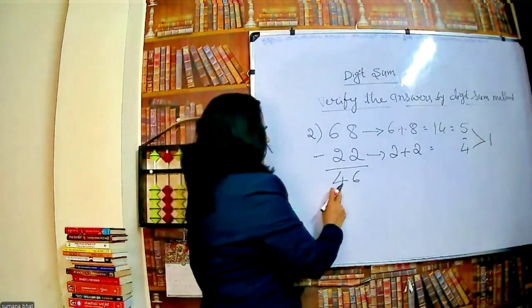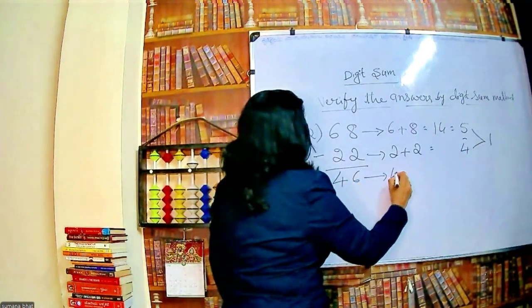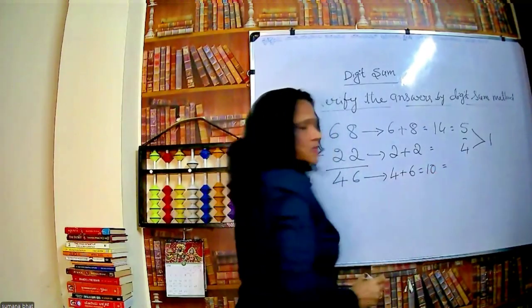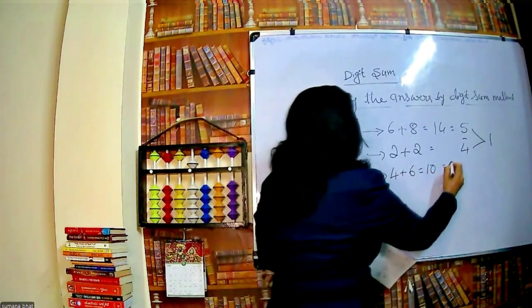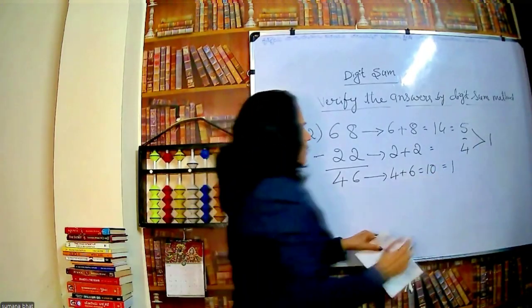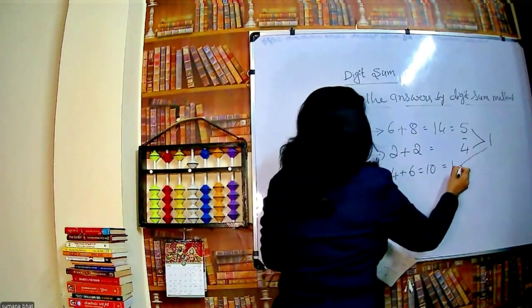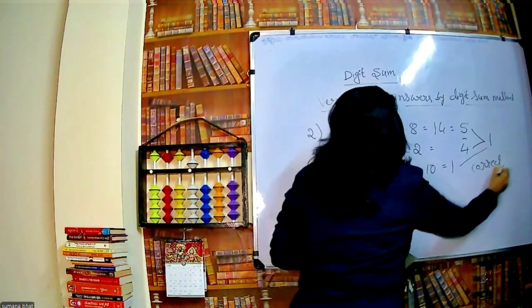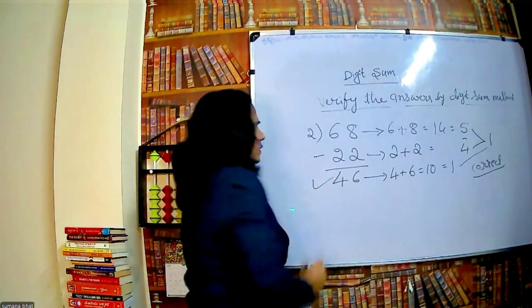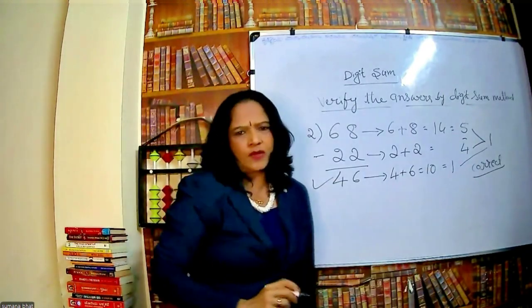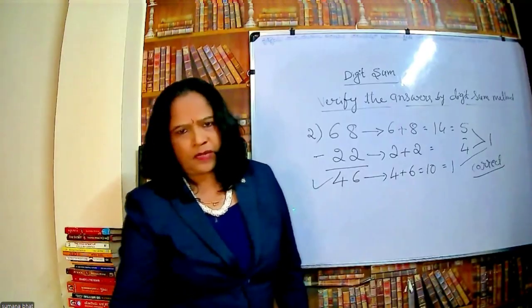Okay. Now check with the answer. 4 plus 6 is 10. 10 means it is 1 plus 0. I'll write directly 1. Here we got 1, here also 1. So the answer is correct. So what answer we got? 46 is correct here. Okay. This is how we'll use it for subtraction.